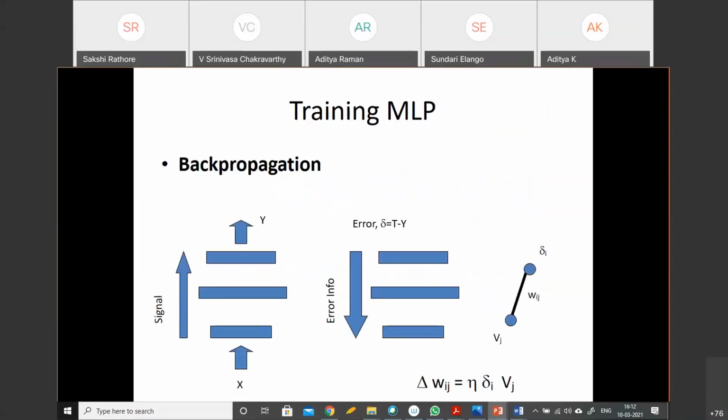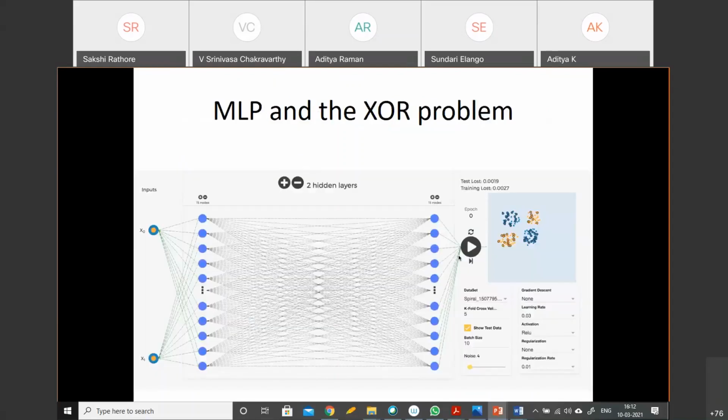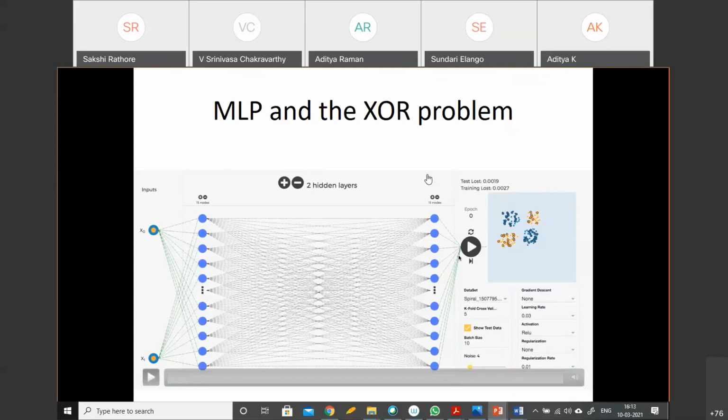So the way it works is, you take a network with lots of hidden layers, you present the input X and get the output Y. And then you compare the actual output of the network with the desired output T, and you get the error vector delta. Then there is a way of back propagating this error vector down the layers of the network. And once you back propagate, you can update all the weights using a very simple rule. I'm not going into the mathematical details, but I just want to highlight the principles in this course. So if you train an MLP with 2 hidden layers on the XOR problem, look at this video.